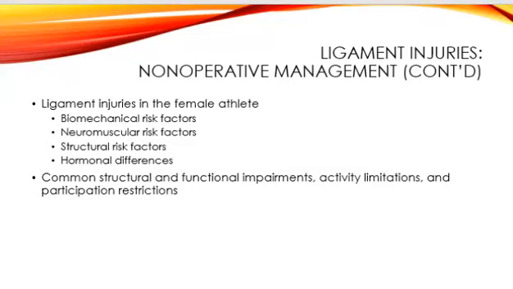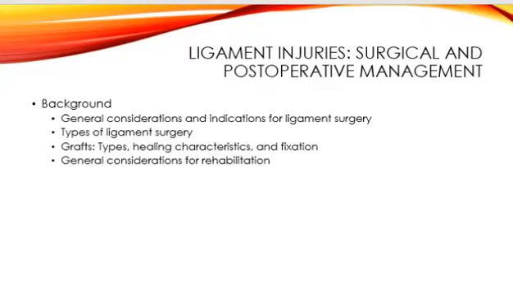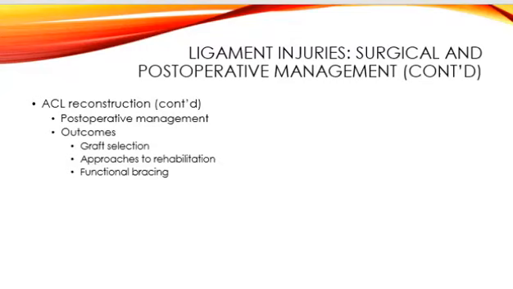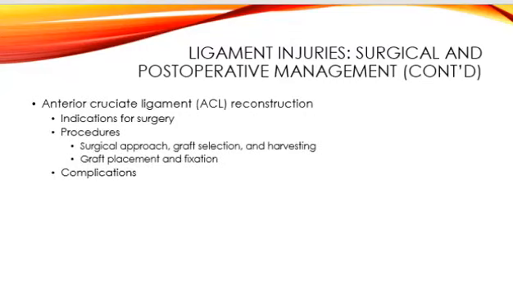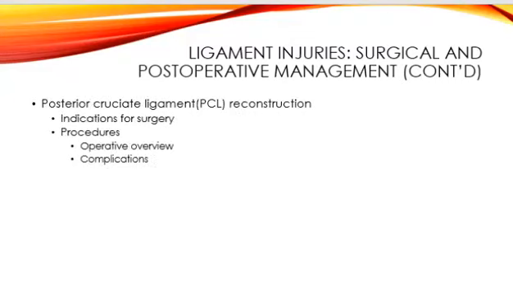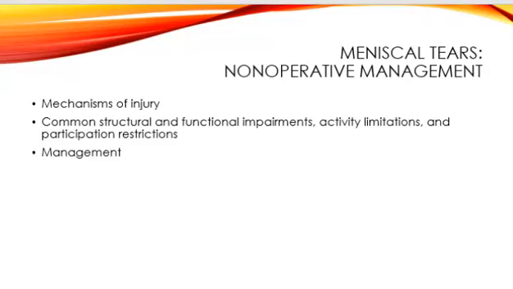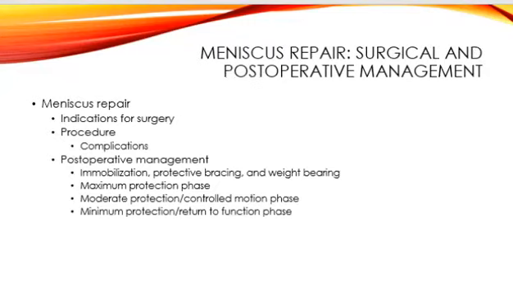There are hormonal differences too with ligament injuries. So make sure you read over the information as far as hormonal differences associated with trauma and also with age as well. As far as ACL reconstruction and procedures, there are different surgical approaches and graft selections. So make sure you look over the different grafts for that. And the mechanism of injuries, make sure you review what the mechanism of injury would be. We kind of talked about that before.